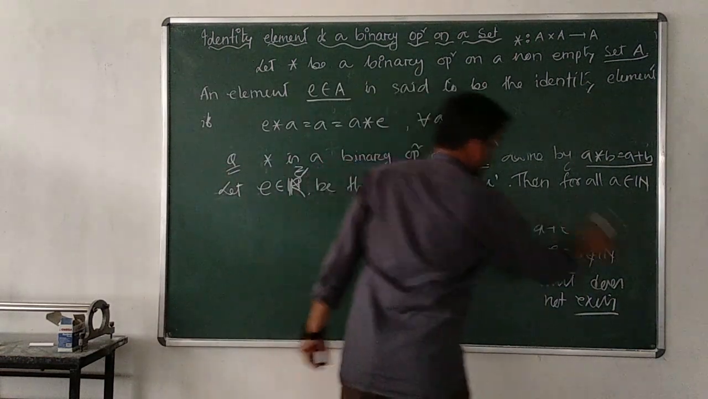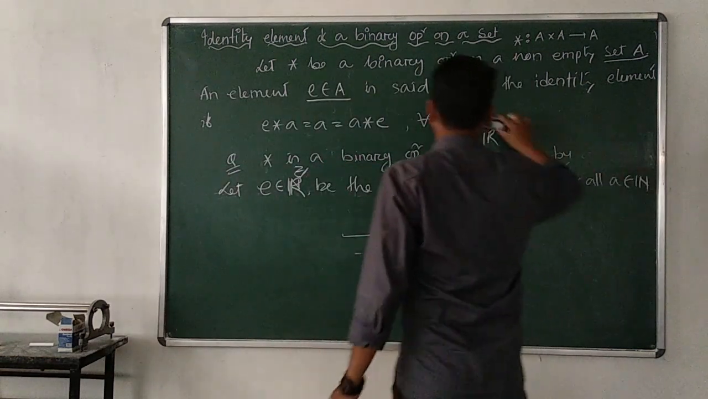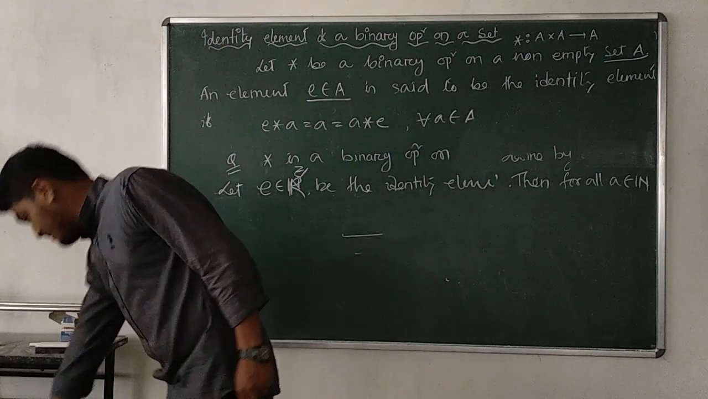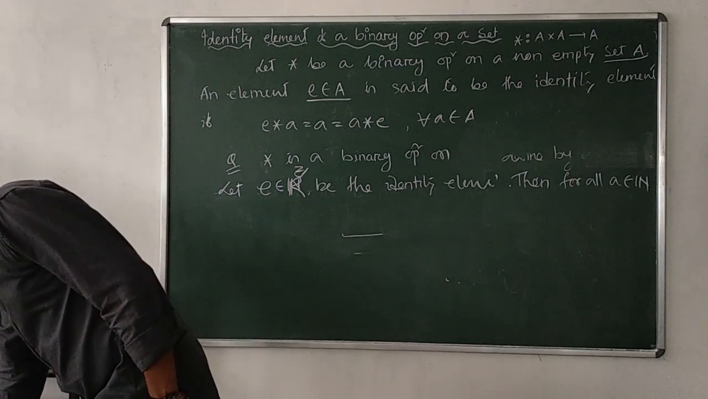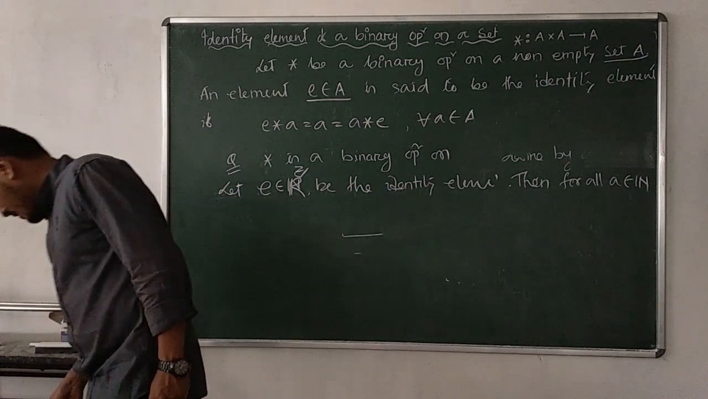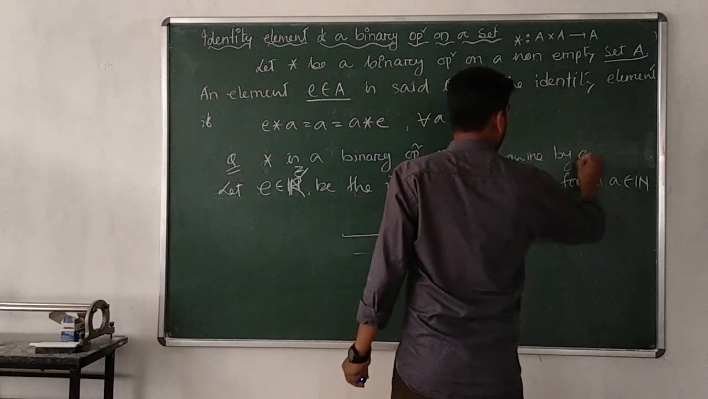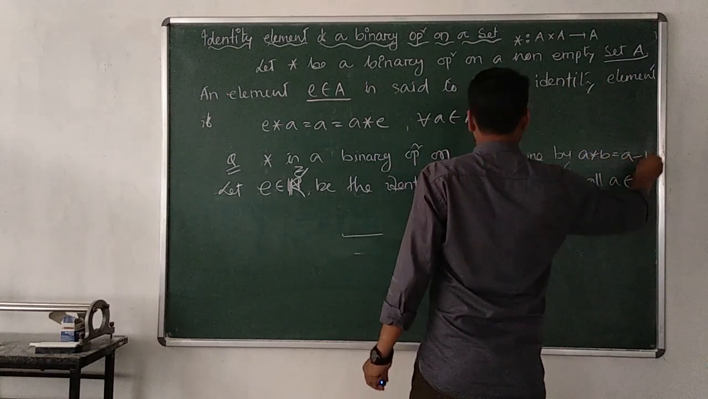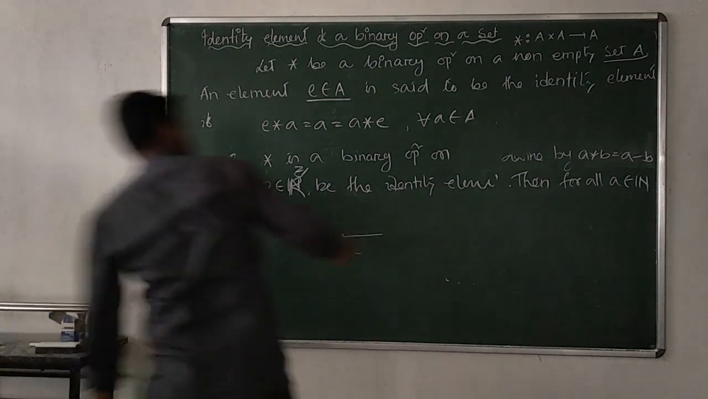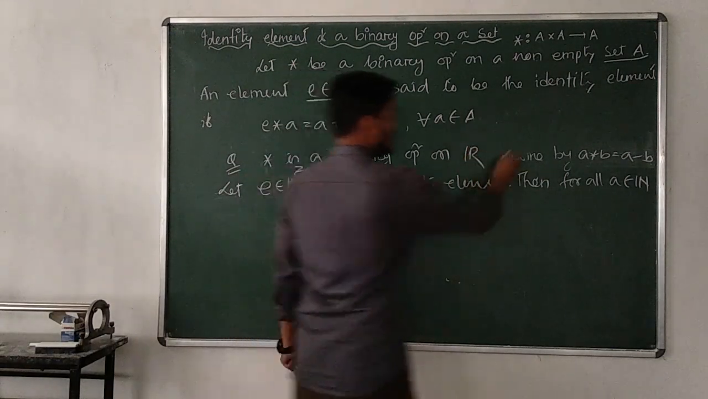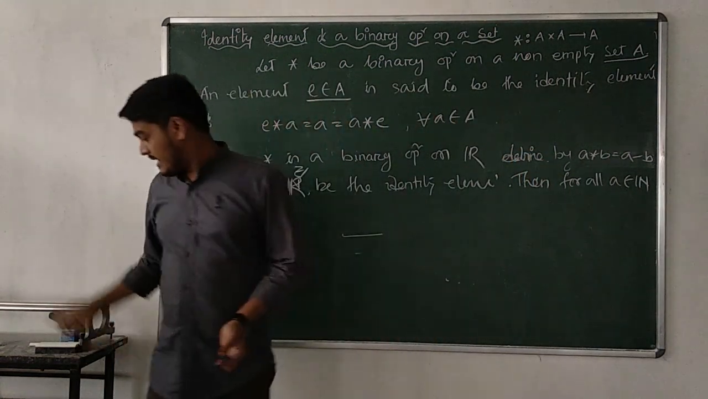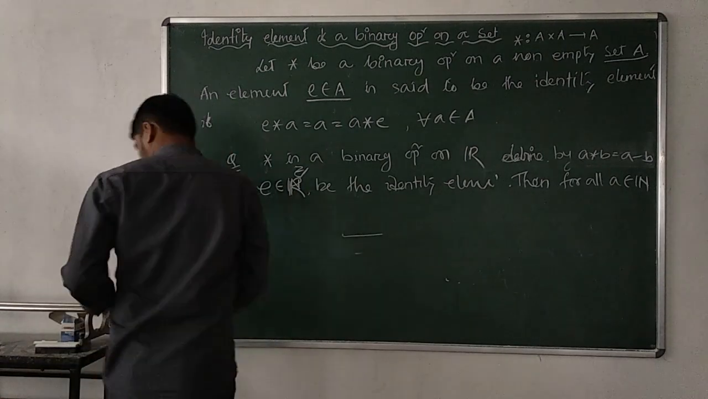Let us consider another example, it will be better for us to understand properly. This one is given as, okay, the uniqueness of this one. Suppose a star b equal to a minus b, and star is a binary operation defined on the real numbers. Now we have to find the identity element. Same procedure.